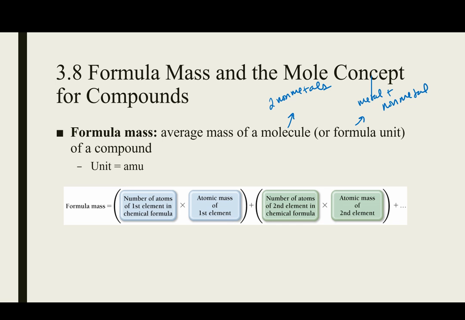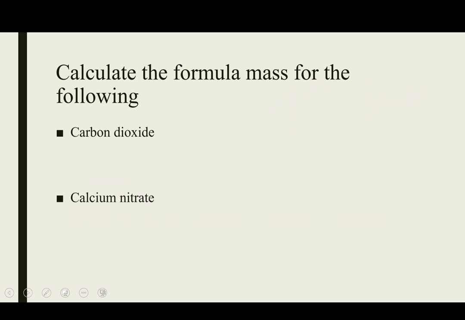It's just a terminology thing, but they basically mean the same thing. The way you calculate a formula mass is you take the number of atoms of the first element in the formula times its mass, plus the number of atoms of the second element times its mass, plus the number of atoms of the third element times its mass, and so on and so forth. To calculate the formula mass for these, you obviously need to know how to put the formulas together from the name. So for carbon dioxide, you just use the prefix to write the formula.